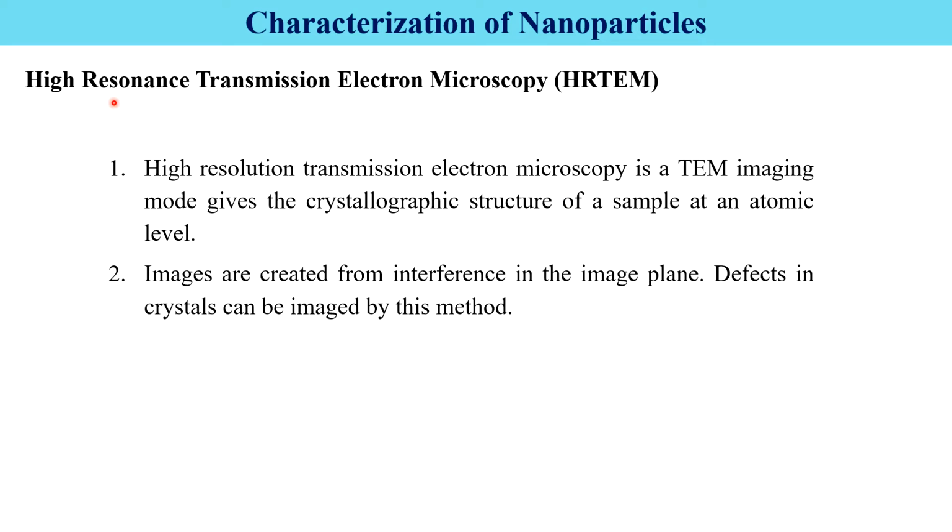The next technique is high resolution transmission electron microscopy. High resolution transmission electron microscopy is a TEM imaging mode which gives the crystallographic structure of a sample at an atomic level. Images are created from the interference in the image plane. Defects in the crystal can be imaged by this method. That is, it is a high resolution technique of TEM.